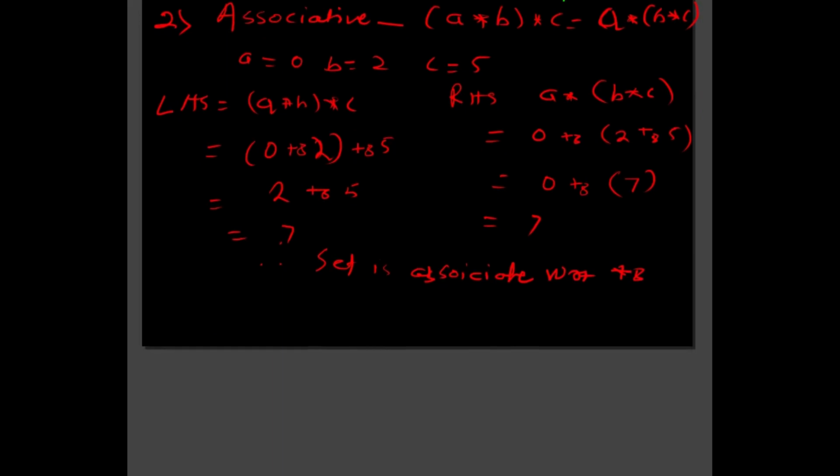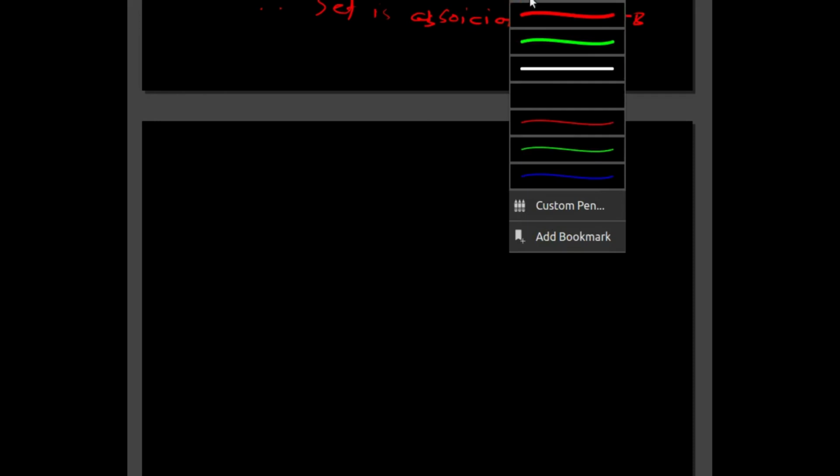Okay, now there are two properties we have checked. The next property we have to check is the identity element. So let us check whether it is satisfying the identity property or not. The next property is identity. What does the identity property say? A star E equals A, for A, E belonging to set G. So what is the identity element that we have to find?